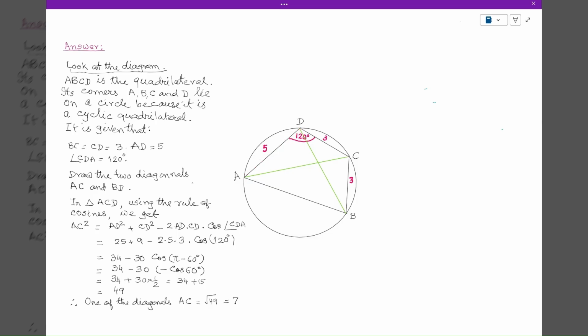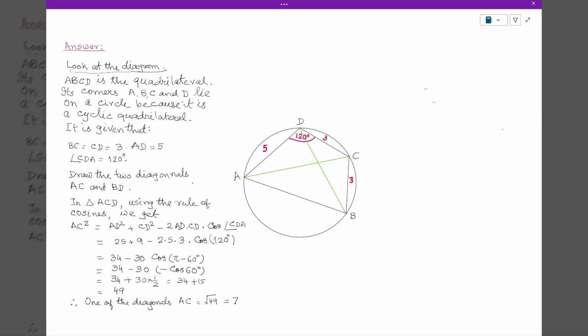And it is also given that angle CDA is equal to 120 degrees. We have to find out the shorter diagonal of this quadrilateral. Then let us draw the two diagonals AC and BD.